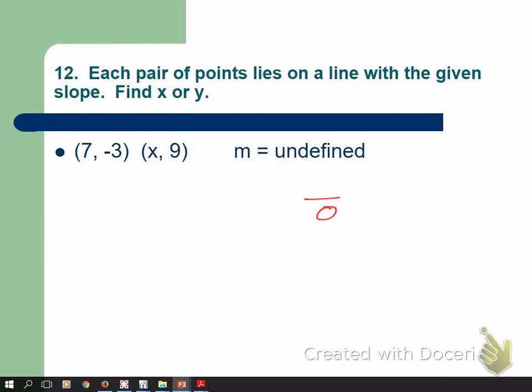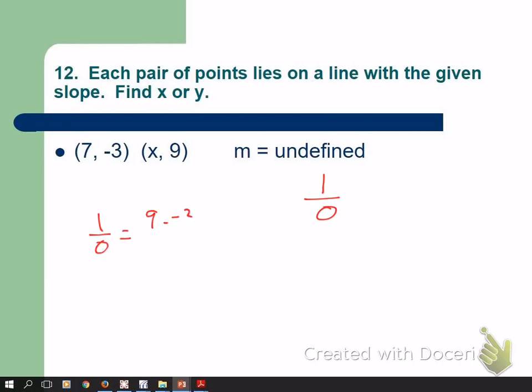Now, it doesn't matter what the numerator is. Any number divided by 0 is going to be undefined. 1 divided by 0 is undefined. 700 divided by 0 is undefined. So what I choose for the numerator doesn't matter. So why don't we make this easy on ourselves and just choose 1? The math will be easier. So now my slope is 1 over 0.